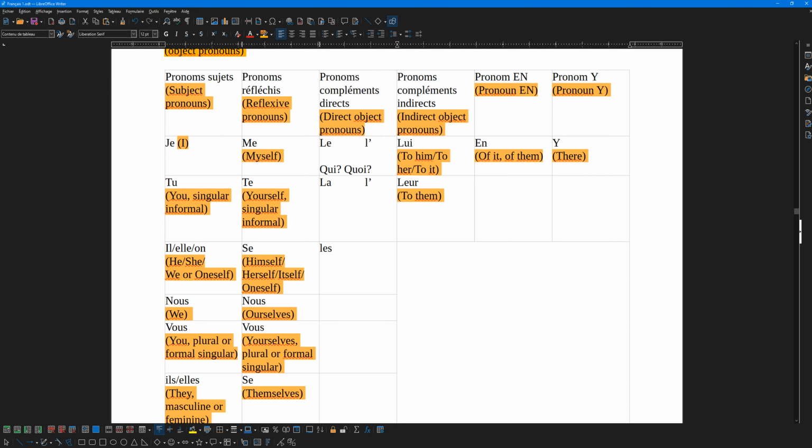Let's continue with the pronom complément direct. So the pronom complément direct, you have le, la, les, and l'apostrophe. Why l'apostrophe? Because sometimes you have le or la in front of a vowel, so you have to replace it by an apostrophe. Why direct? Because after the verb, you have to ask yourself the question quoi, that is what, or qui, that is who.